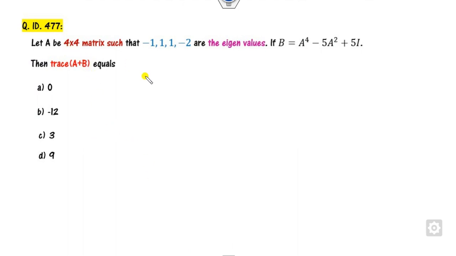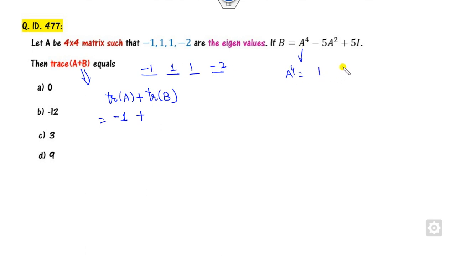Okay, so A has 4 eigenvalues, which are minus 1, 1, 1 and minus 2. That's very simple. So that means you have to find the trace of A and the trace of B. What is the trace of A? Minus 1. What is the trace of B? So what are the eigenvalues of A raised to power 4?